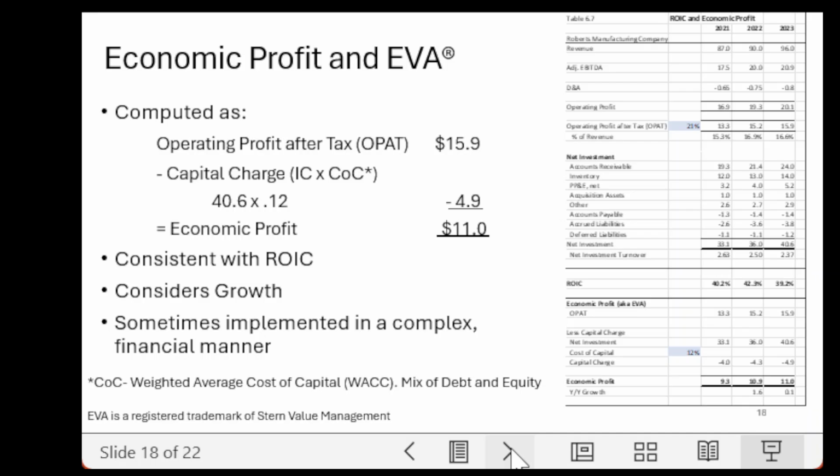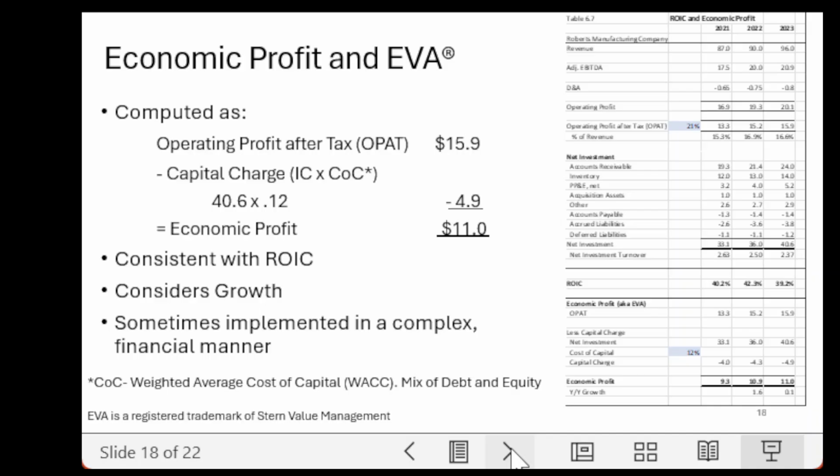Okay, so what is economic profit and EVA? EVA was popularized by Stern Stewart in the 1990s. It essentially is a very refined methodology under what I think of as the economic profit model. And really what we're talking about with economic profit is to say, look, if we take net income, we need to understand that there's a lot of capital employed in order to earn that net income. So we really should look at the returns after a capital charge.